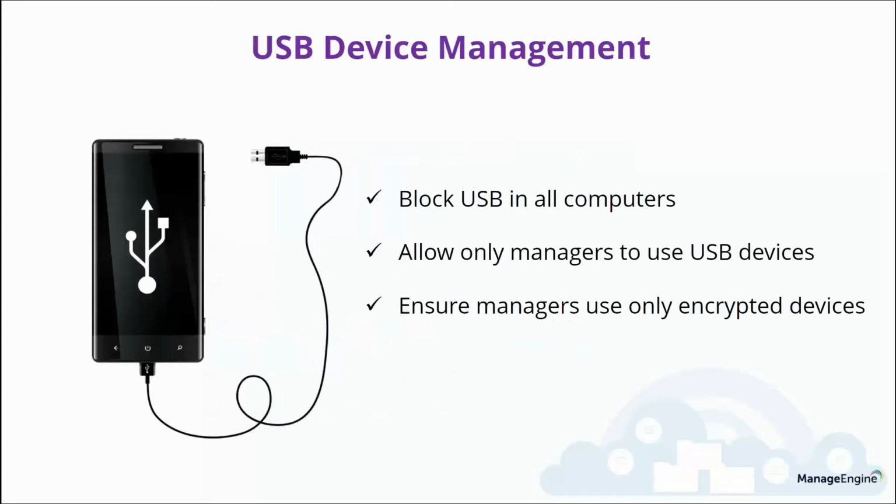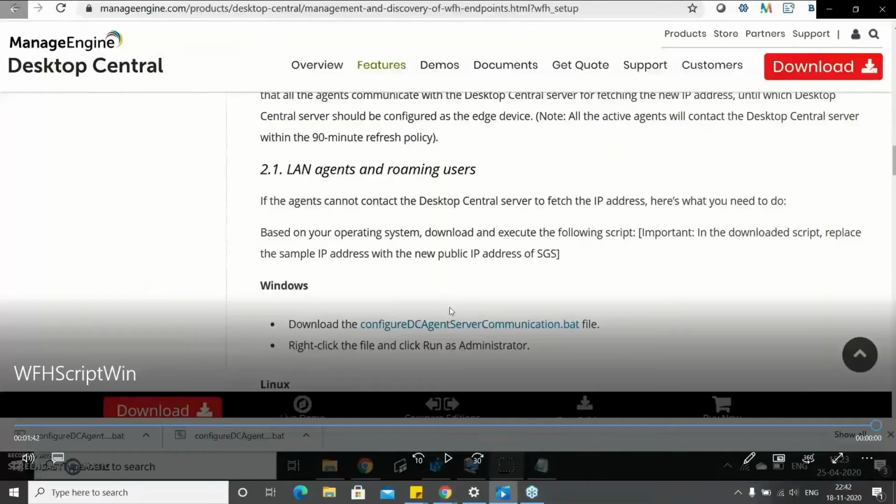Again, as I said, we will see how we can configure a secure USB configuration with the help of Desktop Central. We are going to block all the USBs on the computer, and allow only managers to use USB drives, making sure the managers use only encrypted devices. So I'm going to create a configuration to deploy this feature.